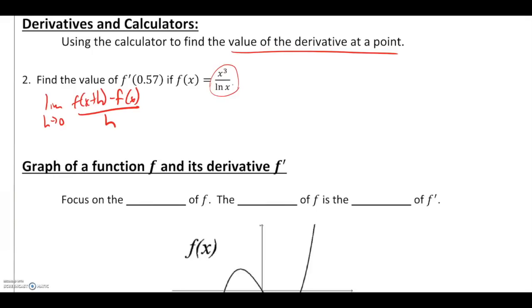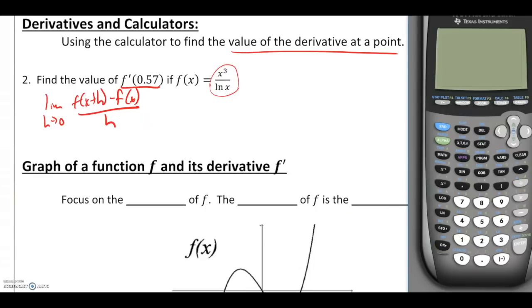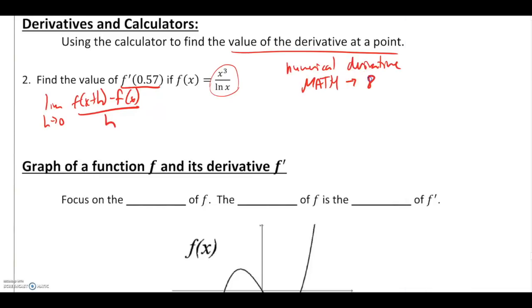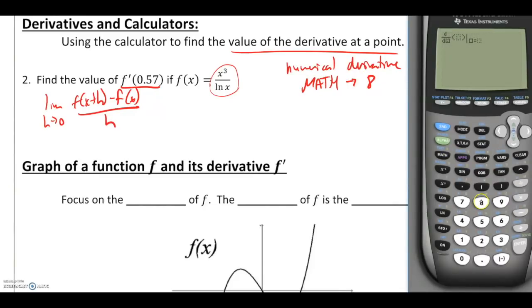Well, the idea is at certain points, we don't care about actually finding the derivative function. Sometimes we only care about what this final output's going to be because that's going to give us some important information about the function's behavior. So fortunately, our calculator has a tool built in to help us with that. If you're using any TI calculator, how you get to finding the numerical derivative is by pressing math and then the number 8. So math 8.